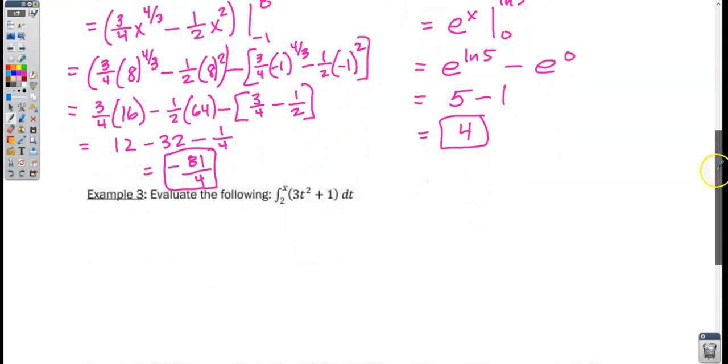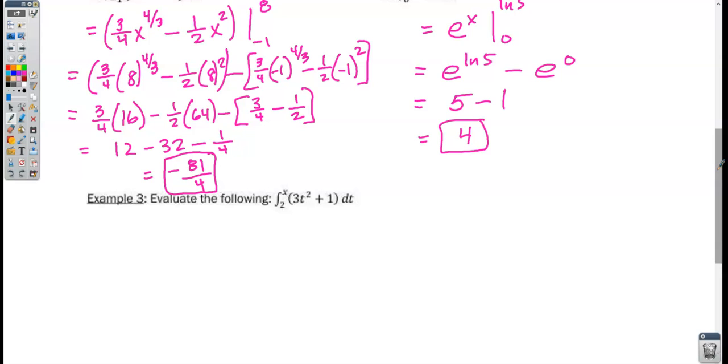Evaluate the following: the integral from 2 to x of 3t squared plus 1. So notice here we've got an x as our upper limit of integration, but everything is going to happen the same. I'm going to take the antiderivative of this. The antiderivative of 3t squared is t cubed. The antiderivative of 1 is t. Because we're integrating with respect to t, that's what that dt tells us, which is why the antiderivative of 1 is t here instead of x or some other letter. And we're evaluating that from 2 to x. So we're going to put x in here everywhere where there's a t. And we're going to put 2 in here everywhere where there's a t.